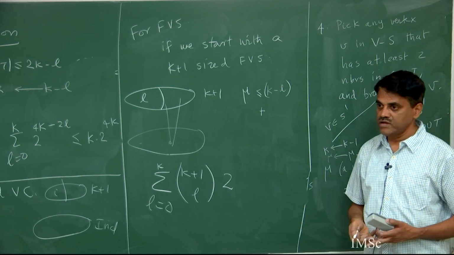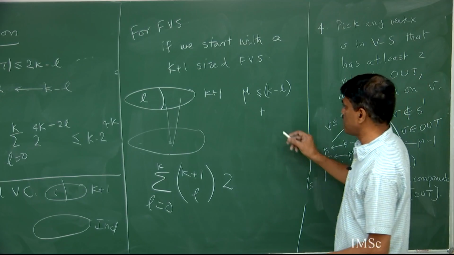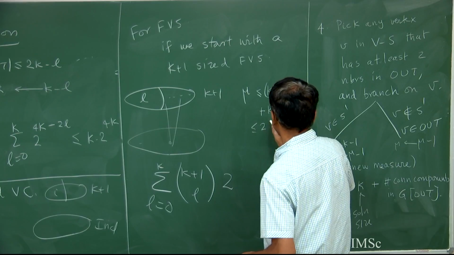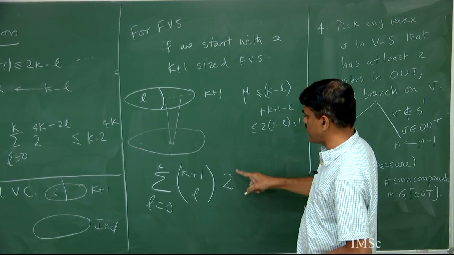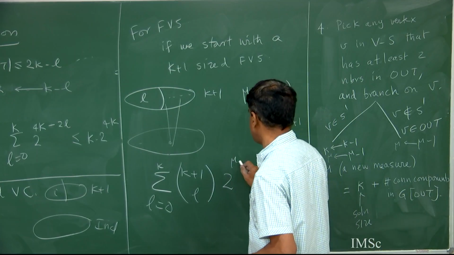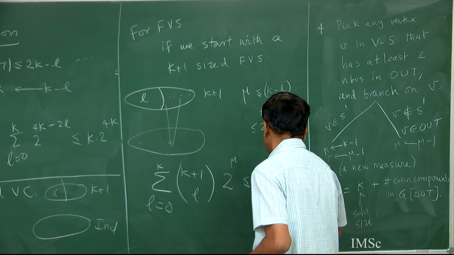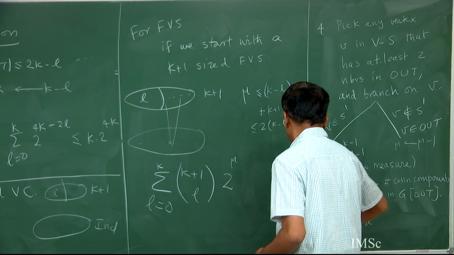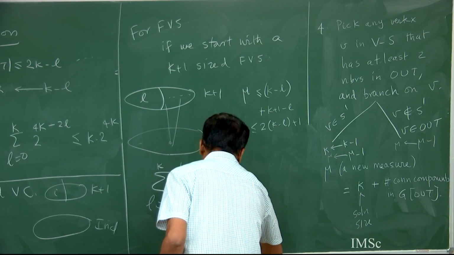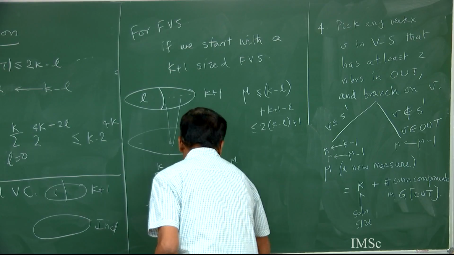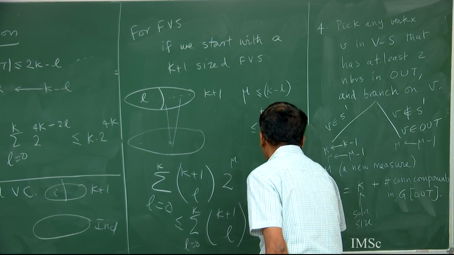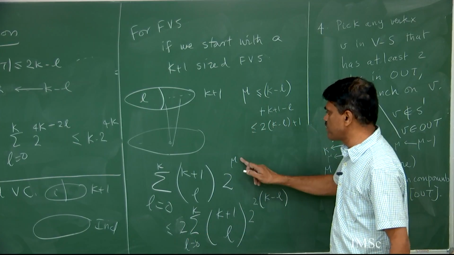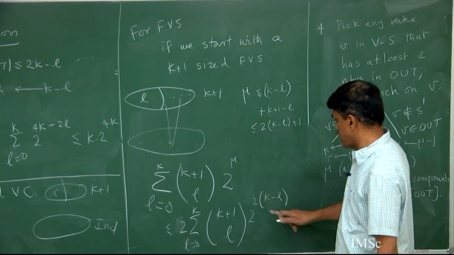plus how many components are here? Maximum k plus 1 minus L, because this is what I am left with. This I delete. This is k plus 1 minus L. So, it is at most 2 into k minus L plus 1. So, 2 power this number, this is mu. So, 2 power mu, which is at most, let me take the 2 out. So, the plus 1 I am going to take out, mu has this plus 1. So, that 2 I am going to take out and this is what I put in.